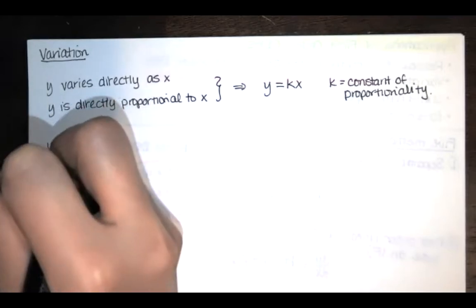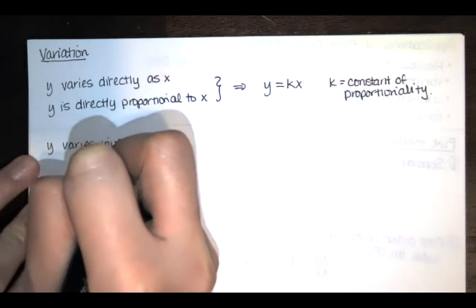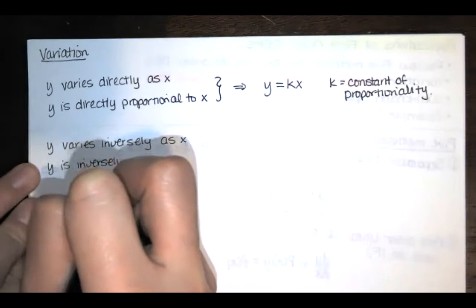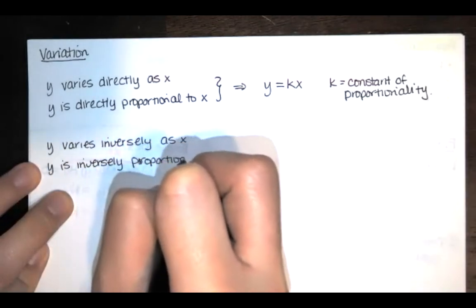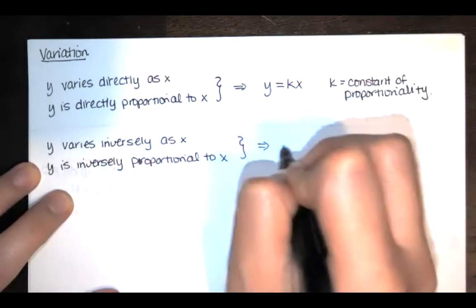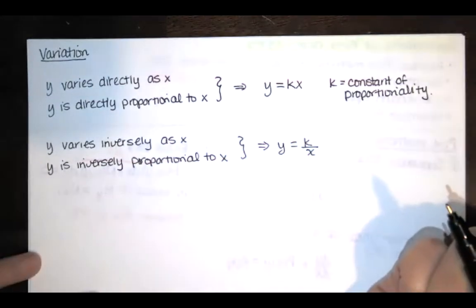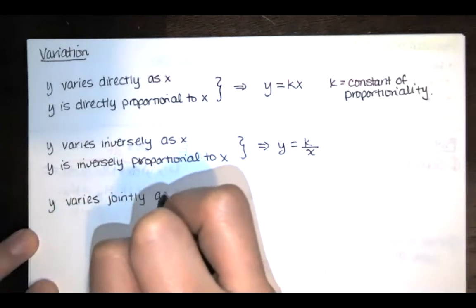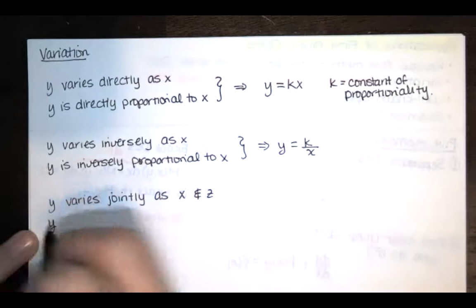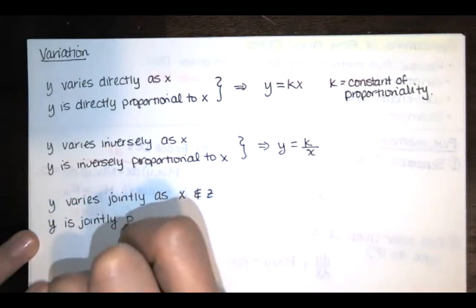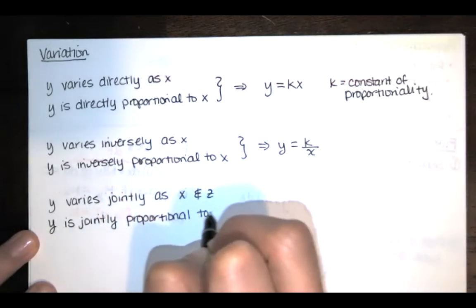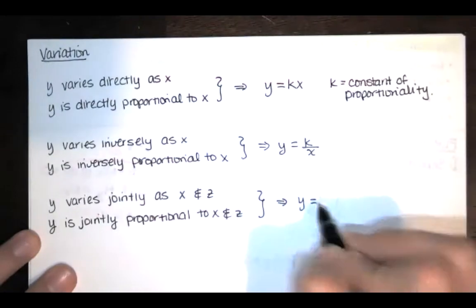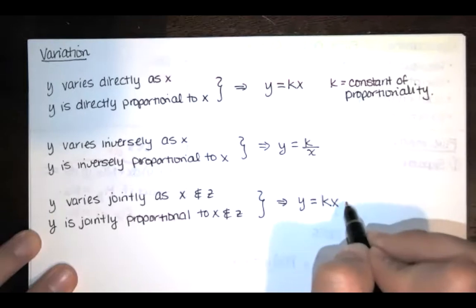Now, if you see this, y varies inversely as x, or y is inversely proportional to x, that means that y is equal to a constant divided by x. If you see y varies jointly as x and z, or y is jointly proportional to x and z, what that means is that y is directly proportional to both of them. So it's probably just exactly what you would expect. y is equal to k times x times z.